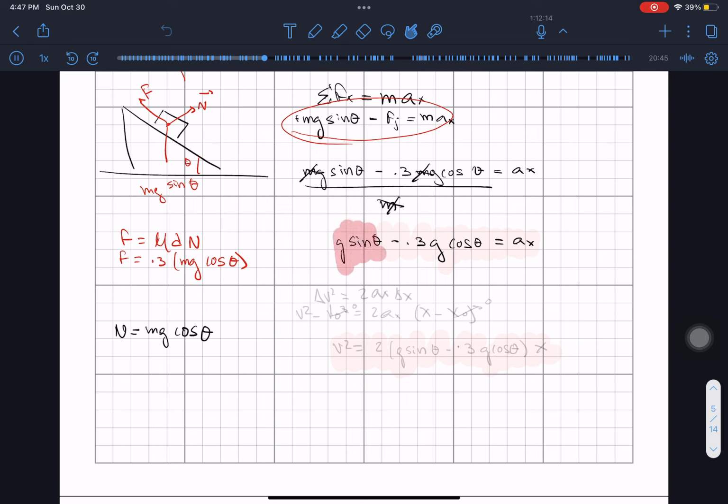So this will be the acceleration. Now, of course, we will use the same equation we used before to find the velocity, which is delta v squared equals 2 times the acceleration times the displacement, 2 times the acceleration times x minus x initial.